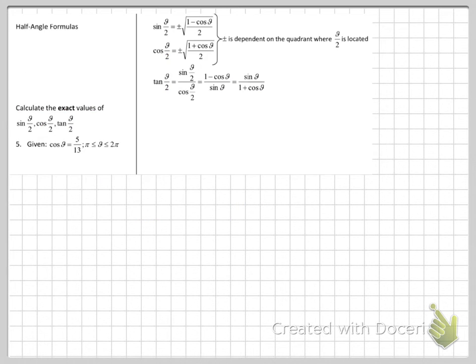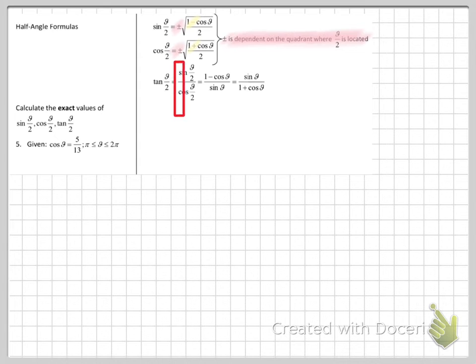Finally, we have half angle formulas. So here's our half angles. Notice that the sine of theta over 2 and cosine of theta over 2 are almost the same, except sine has a minus at the top and cosine has a plus at the top. So we're going to keep an eye on that. And then also the symbol in the very, very front, it depends on where theta over 2 lands. And that's easier to show you in an example, but whether it becomes plus or minus will depend on where theta over 2 lands.